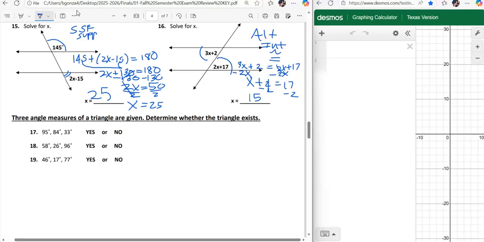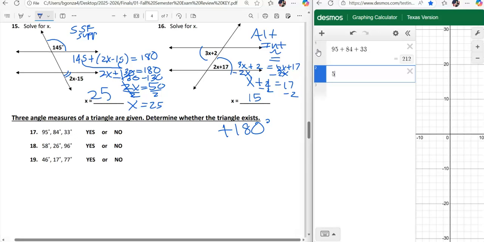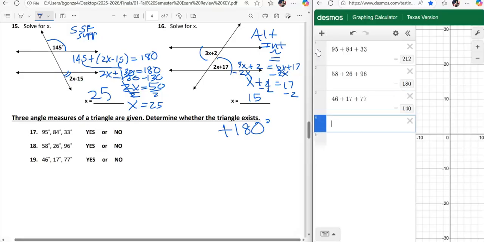All right. Do these triangles exist? Okay, well, the triangles exist when it comes to angles. Okay, so they add up to 180 degrees, right? So 5 plus 4 plus 3, I mean, we can just Desmos this real quick. 5 plus 84 plus 33. 58 plus 26 plus 96. 46 plus 17 plus 77.